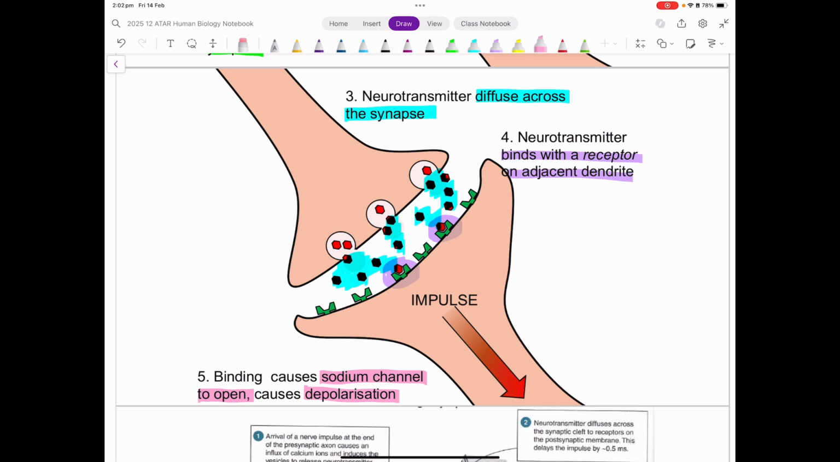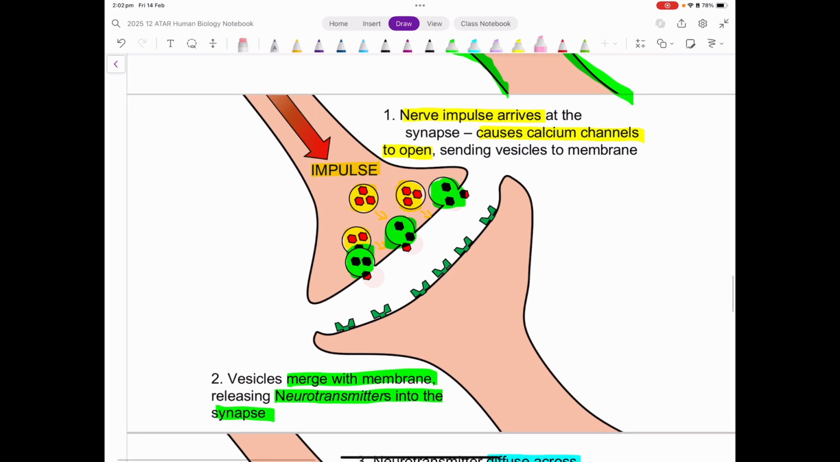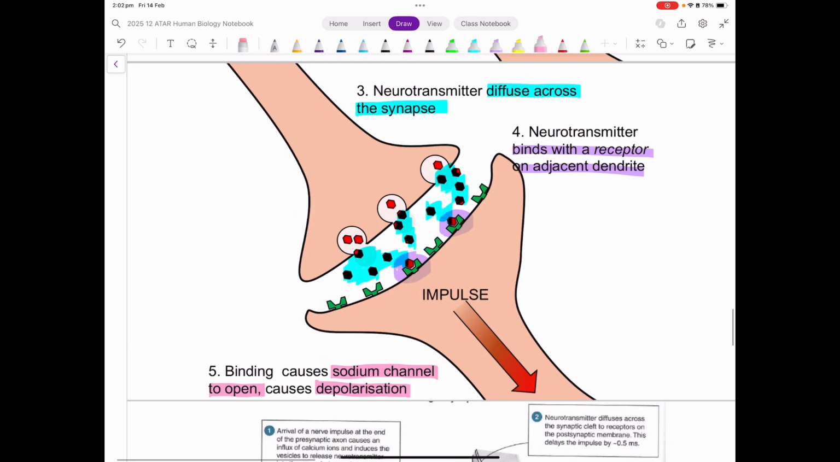So there are 5 key steps. So to very quickly recap, number 1, a nerve impulse arrives at the synapse, and this leads to calcium influx into the cell, leading to these vesicles moving towards the membrane. When the vesicles eventually make it to the membrane, they merge with it, and the neurotransmitter is emptied into the synapse. Once the neurotransmitter is in the synapse, it diffuses, it moves across the synapse to the receptor on the adjacent dendrite, where sodium channels are told to open, and this leads to depolarization.